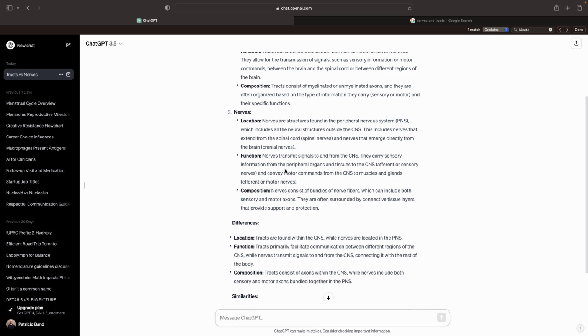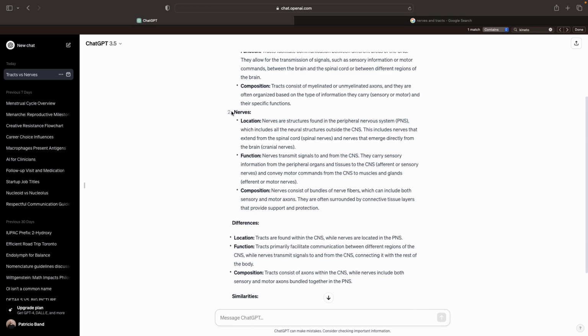The location of nerves. Nerves are structures found in the peripheral nervous system, PNS, which includes all the neural structures outside the CNS. So let me just give me a bit of time. I'm moving my screens to my desk. Okay, let's continue.